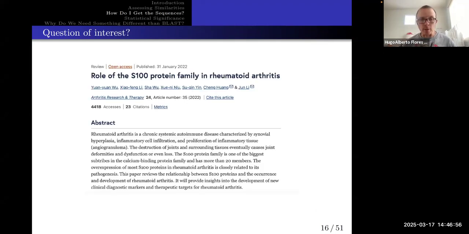Where the sequences come from depends pretty much on which question of interest you have, which research you are trying to address. So I will start with a very basic example based on the results of an article. The title, you can see, is the role of the S100 protein family in rheumatoid arthritis.